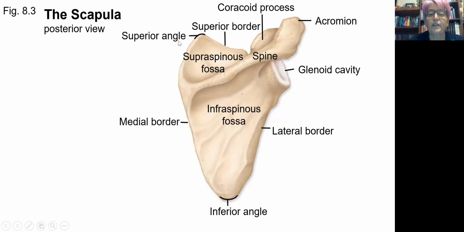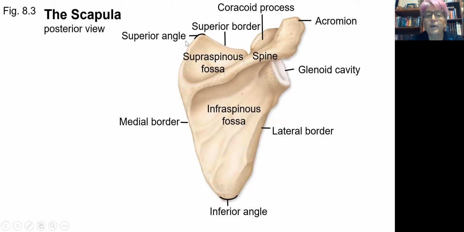Now, this is the scapula from the back. So you can see the acromion is actually the end of this long process here called the spine. You can call it the scapular spine or the spine of the scapula. Either of those is fine. And then we have fossae above and below that. Supraspinous fossa because it's above the spine. Infraspinous fossa because it's below the spine.